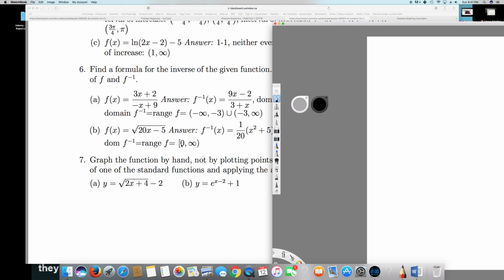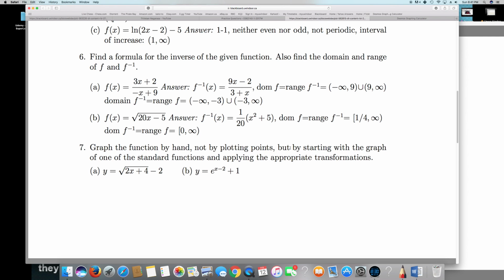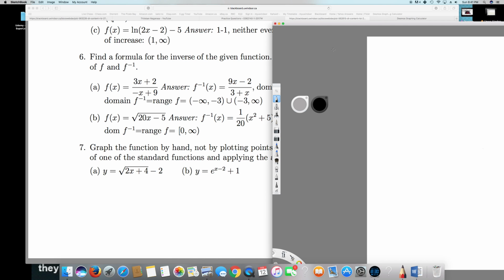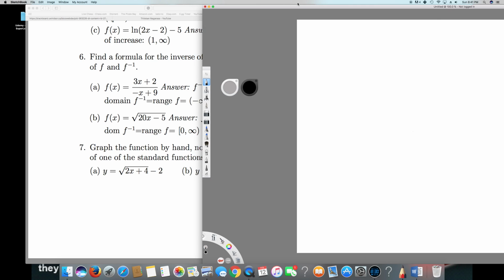The next question is asking to graph the function by hand, not by plotting points, but by starting with the graph of one of the standard functions and applying appropriate transformations. The first function they have given is y equal to the square root of 2x plus 4, minus 2. First of all, to draw this graph, I have to know how y equal to root x looks like. It's going to look like this. So this is the y equal to root x graph.